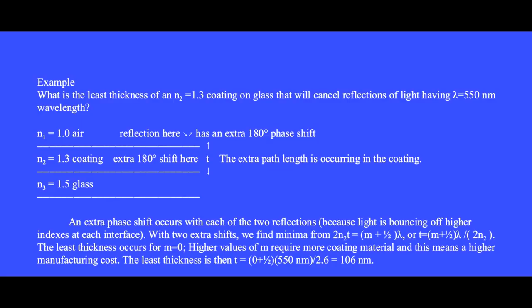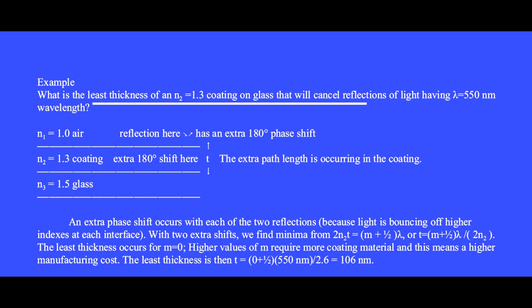In this example, the three materials are first, air with index n1 equal 1.0, and then a thin coating with index n2 equal 1.3, and then glass with index n3 equal 1.5. As incoming light bounces off the air-coating interface, an extra 180-degree phase shift occurs since the light is bouncing off a higher index. This also happens at the coating-glass interface. There's once again another extra 180-degree phase shift because the light is bouncing off a higher index.